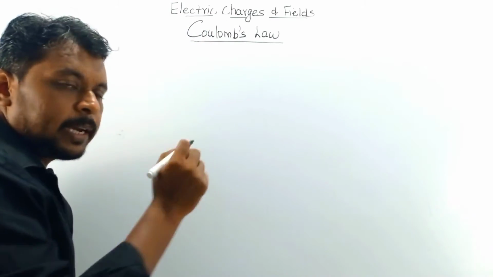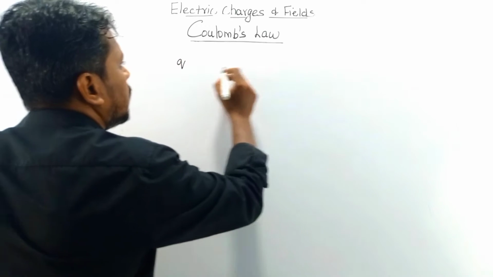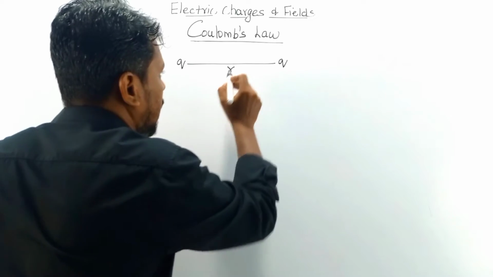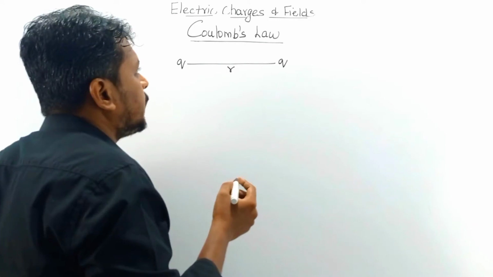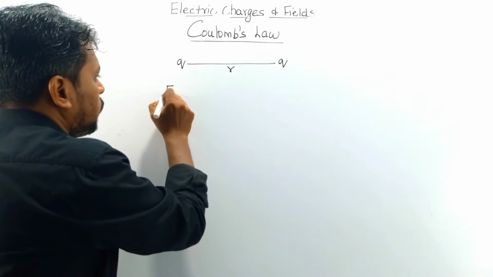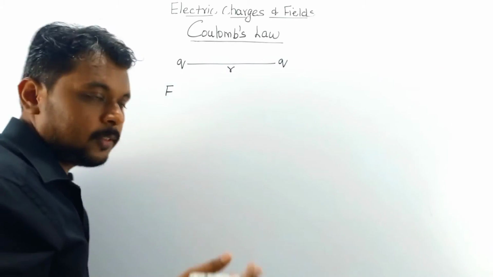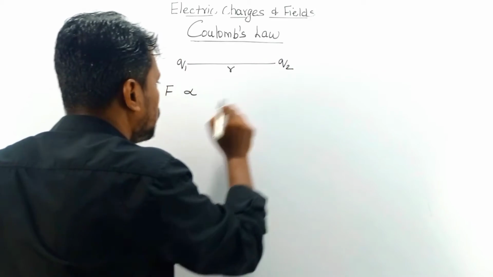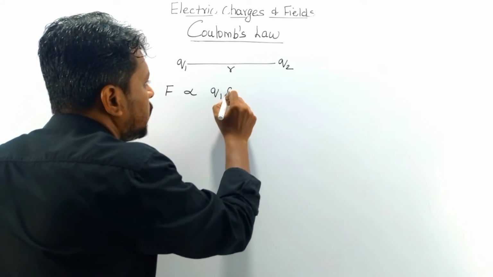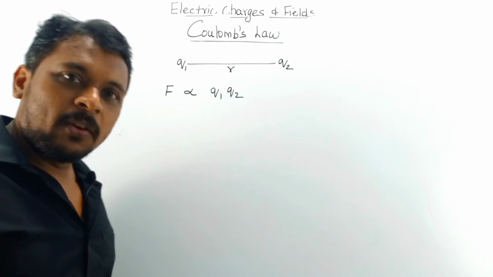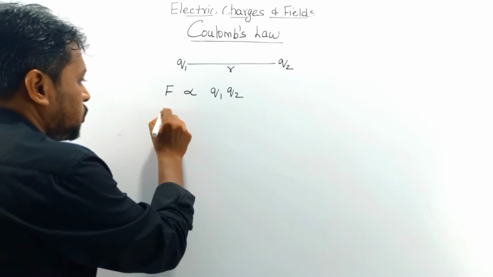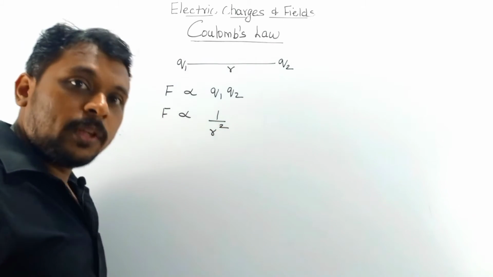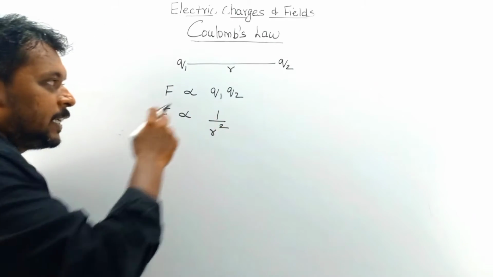To express Coulomb's law, let us take two charges separated by a distance r. What is the statement given by Coulomb? He says that the force acting between the two charges, let us name them 1 and 2, is directly proportional to the magnitude of the two charges, and inversely proportional to the square of the distance between them.